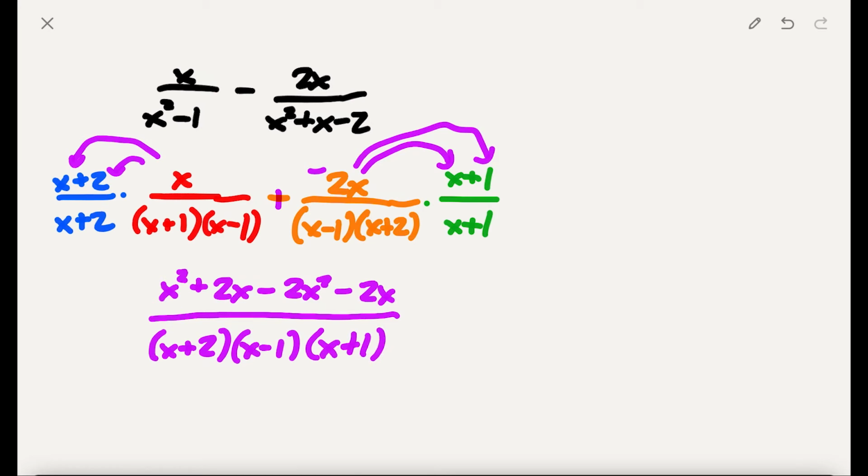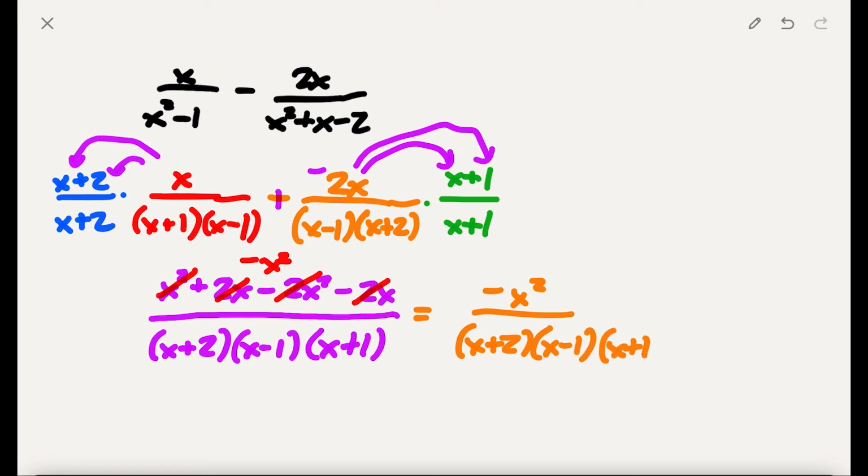Okay, we're going to simplify the top here. We have 2x minus 2x, so that cancels out. And then x squared minus 2x squared is going to be negative x squared. So you end up with your final answer being negative x squared over those three factors, x plus 2, x minus 1, and x plus 1. And that's your final answer.